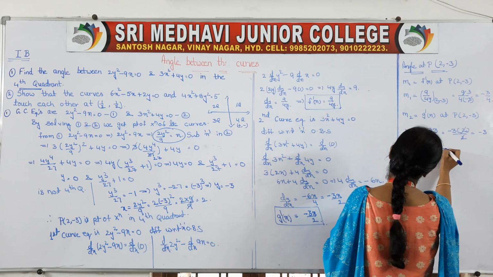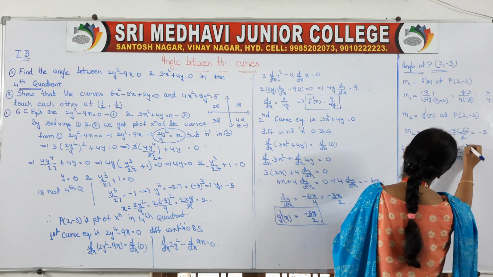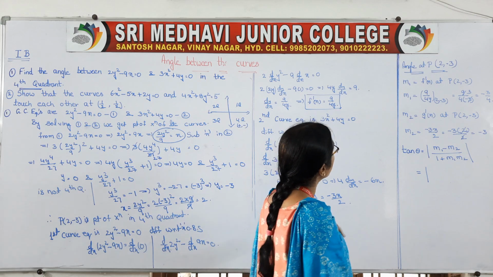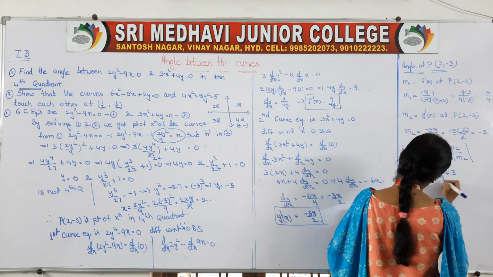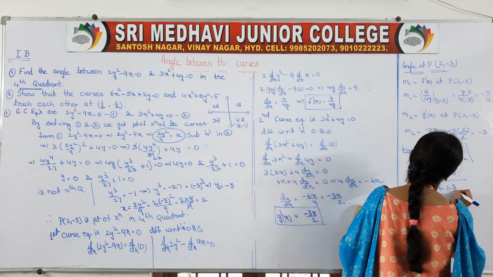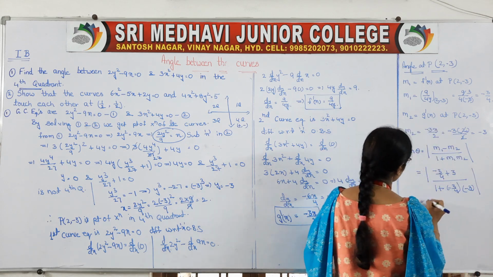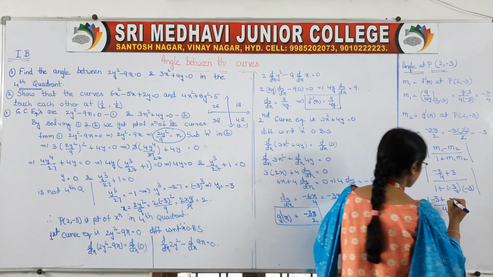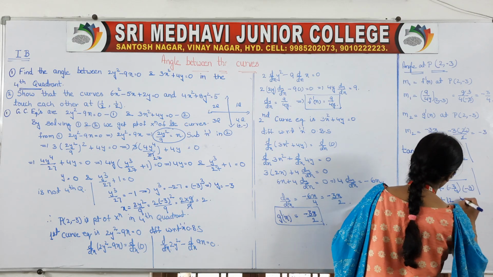Tan theta is equal to m1 minus m2 by 1 plus m1 m2. What is our m1? We got m1 as minus 3 by 4. Minus of minus, plus 3, by 1 plus m1, which is minus 3 by 4, times m2, which is minus 3. So what is the LCM? 4 is the LCM. Minus 3, 4 3s are 12, by 1 plus 9 by 4.